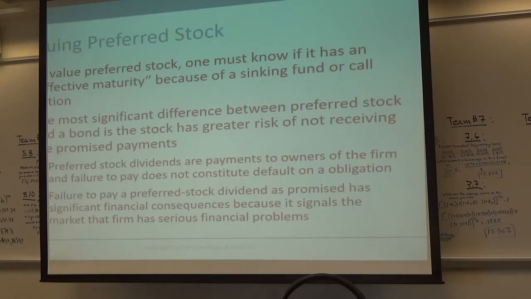Valuing preferred stock. To value preferred stock, one must know if it has an effective maturity because of a sinking fund or call option. The most significant difference between preferred stock and a bond is that the stock has greater risk of not receiving the promised payments. Preferred stock dividends are payments to owners of the firm, and failure to pay does not constitute default on an obligation. Failure to pay a preferred stock dividend, as promised, has significant financial consequences because it signals to the market that the firm has serious financial problems.